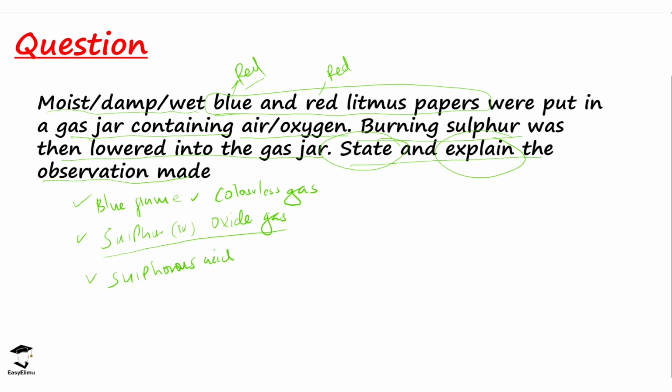So you are able to explain where the product is coming from. Sulfur is burning in air, and then the product is reacting with the wetness or the water on the litmus paper, hence causing that change in color on the litmus paper.